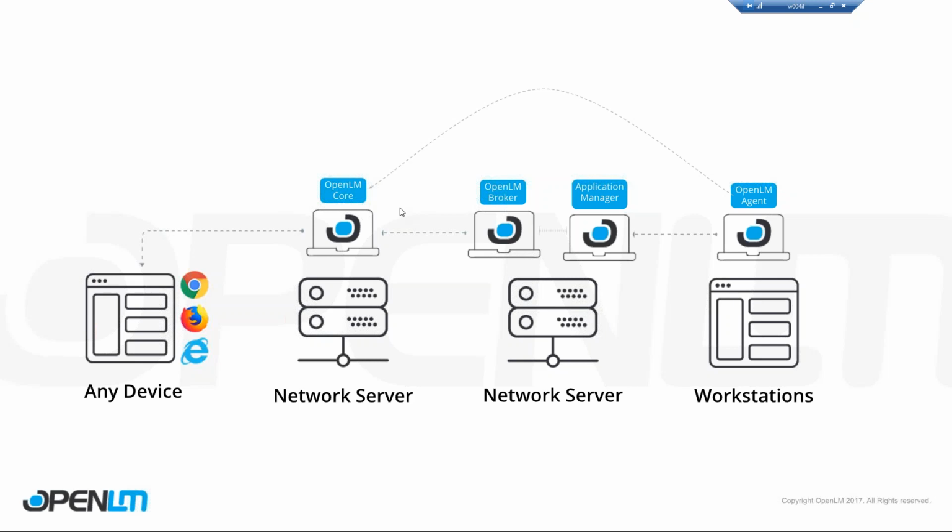So before I dive in, let's take a look at how you should organize the OpenLM components on your system in order to achieve the functionality of the active agent. You have two ways of doing this. You can either connect the OpenLM agents, which sit on the workstations, directly to the OpenLM server, or you can connect them to the applications manager, and in turn it will send information to the OpenLM server.